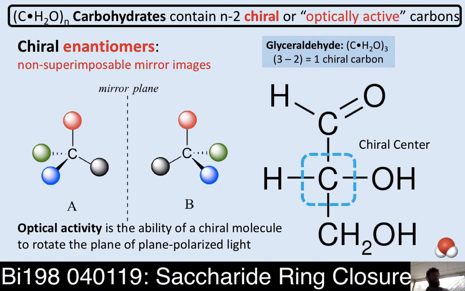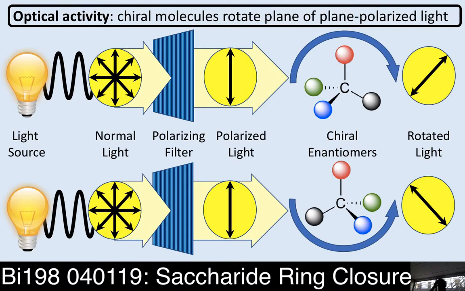Also, I see the definition. Yeah, you hang on to your hat. That's the next slide. So, it's optical activity. The definition is the ability of a chiral molecule to rotate the plane of polarized light. So, here's optical activity.